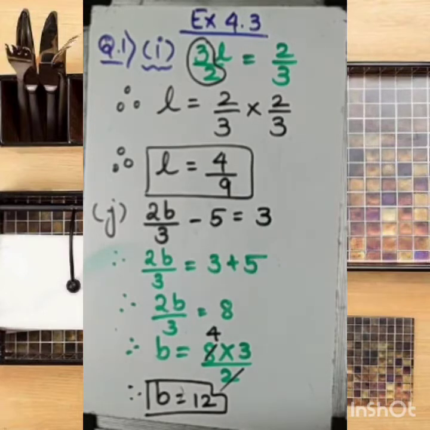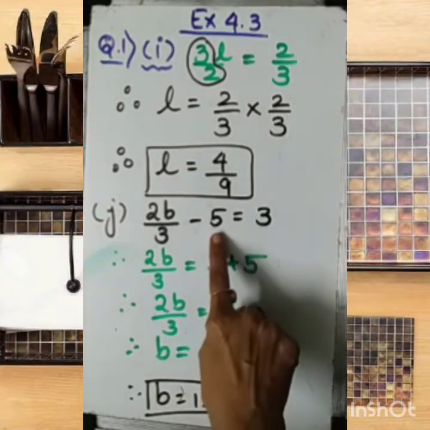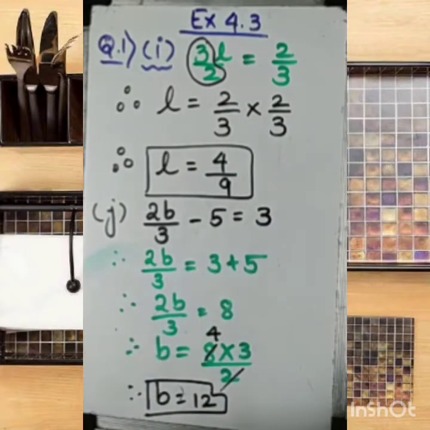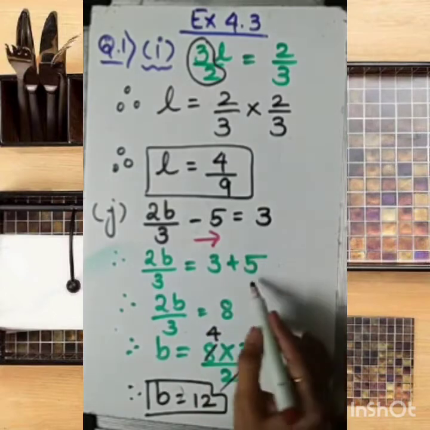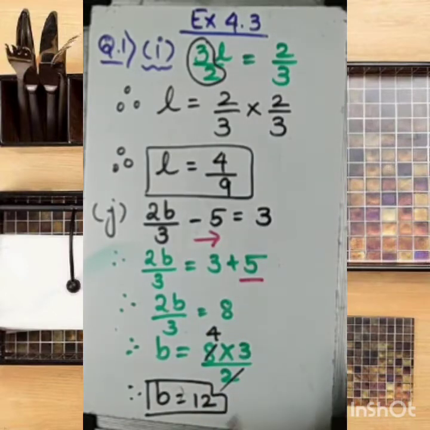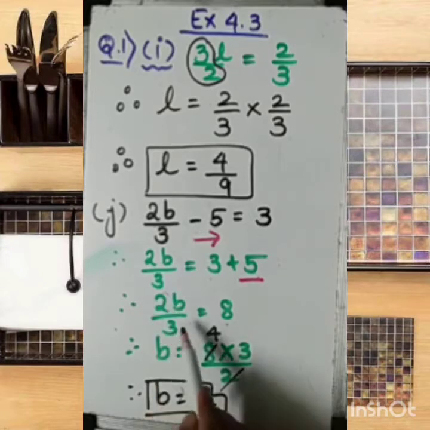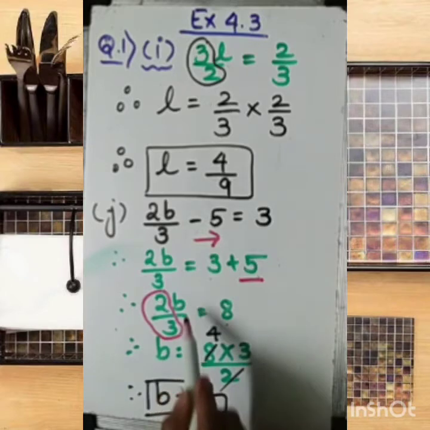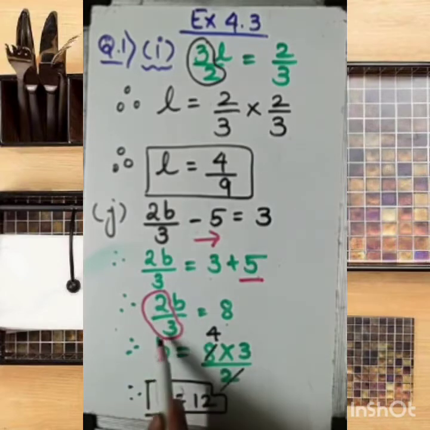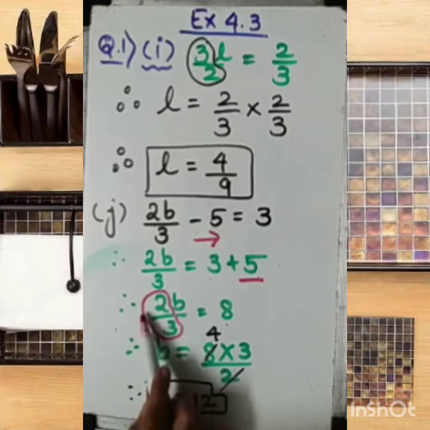Again, I am explaining. In the first step, I have shifted, and that is called transposing. Minus 5, I am transposing to the right side, so that becomes plus 5. 3 plus 5, 8. But what to do with this 2 by 3? As we know, 2 by 3 is connected with this unknown variable. So let's separate this 2 by 3 from b. Let me make b the subject only. A non-variable should be on this side. Then what to do with this 2 by 3?